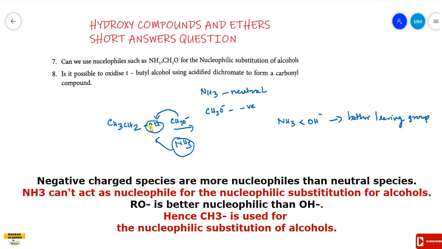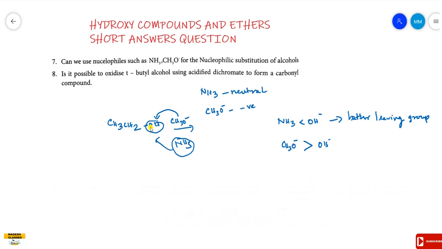When you compare the methoxide ion and the OH minus ion, which one is a better nucleophile? The methoxide ion is a better nucleophile. Here, hydrogen is attached to the oxygen, and there the methyl group is attached to the oxygen. Both have the negative charge. The methyl group is an electron releasing group by the plus I effect, so the electron density on the oxygen atom of the methoxide ion is greater than that of the OH minus ion.